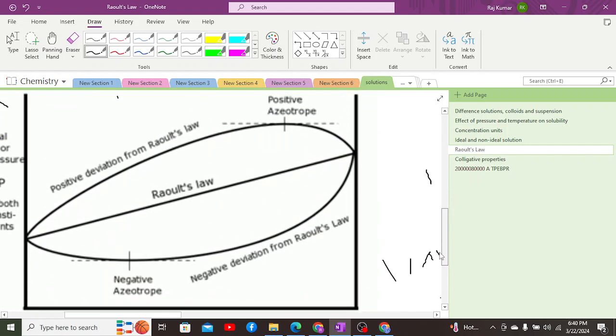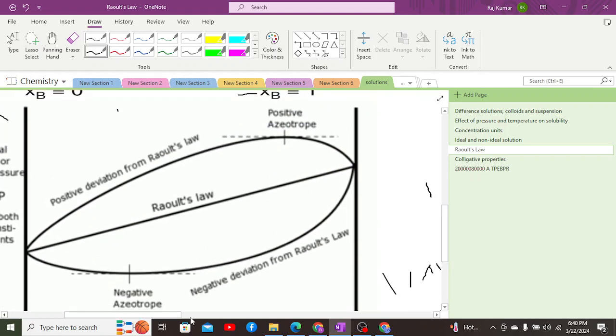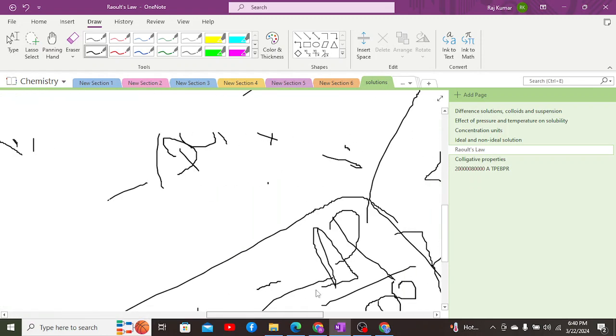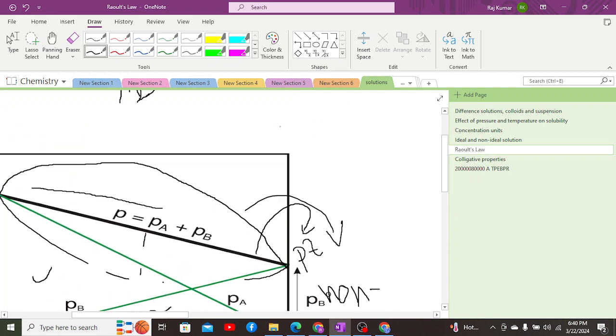Now when it comes to those solutions which show deviation, we need to first understand two terminologies, zeotropic and azeotropic. Zeotropic solutions are those solutions in which, as we know, in ideal solutions the solute-solute, solvent-solvent, and solute-solvent interactions are all equal to each other. And why is that so?